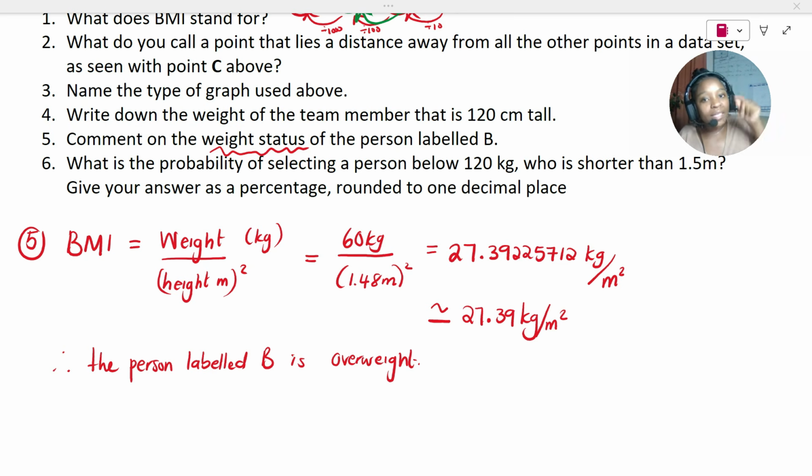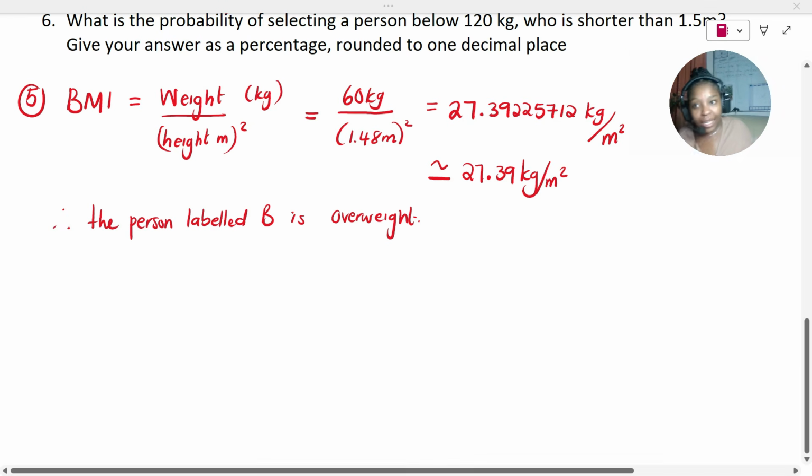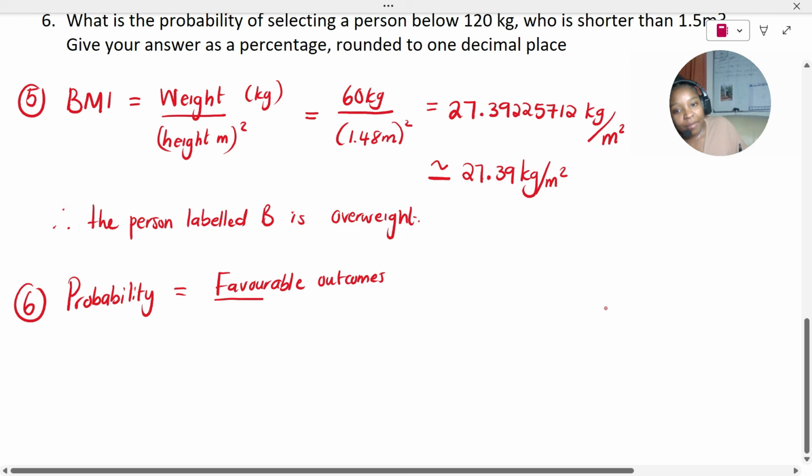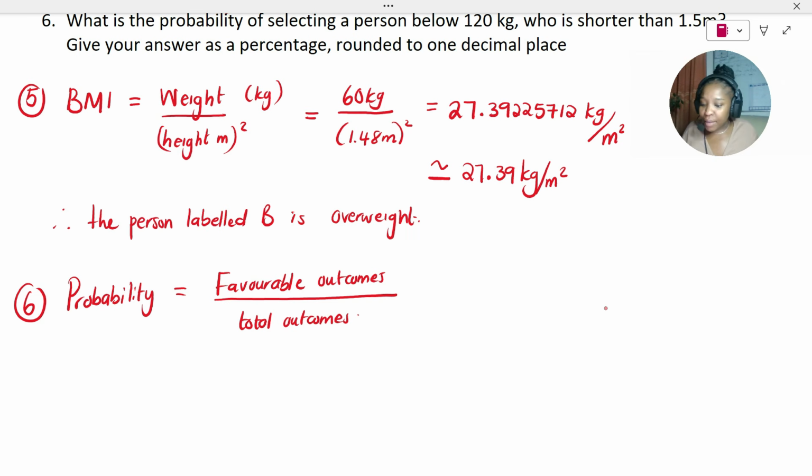So what is the probability of selecting a person that is below 120 kg, who is shorter than 1.5 meters? Give your answer as a percentage. Just to help you answer this question, ask yourself, what are we calculating here? We're calculating probability. Start off by writing the formula. Probability is equal to favorable outcomes divided by total outcomes. What are favorable outcomes? We're just talking about the outcomes that you want.